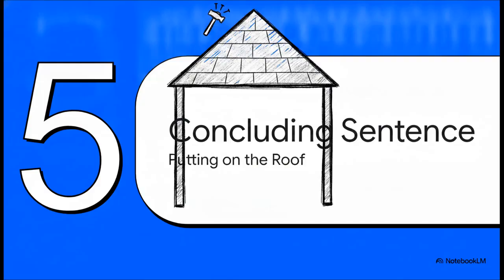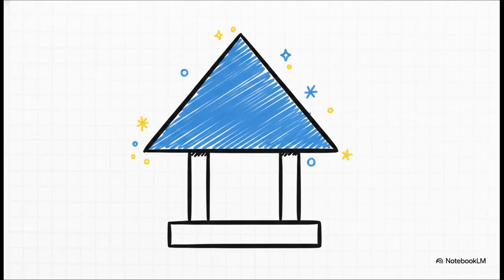Which brings us to our final structural piece, section 5, the concluding sentence, or putting on the roof. Now, a concluding sentence is super helpful, but strictly speaking, it's not essential for every single paragraph you write. Still, putting a solid roof on your building is incredibly beneficial.